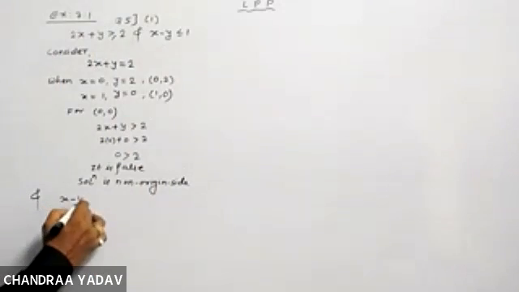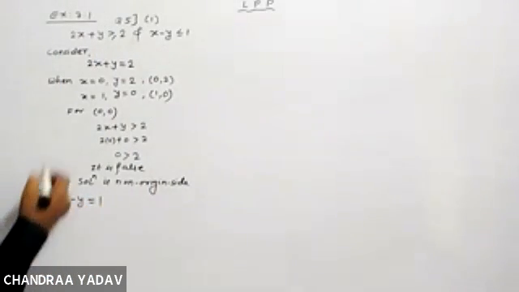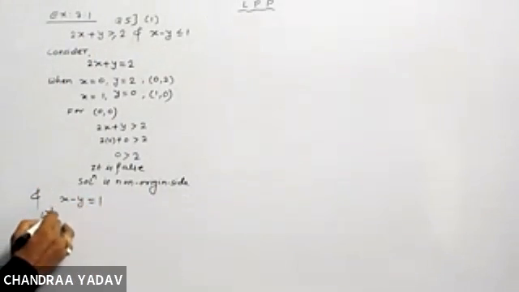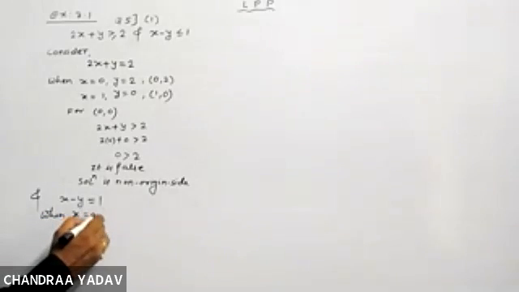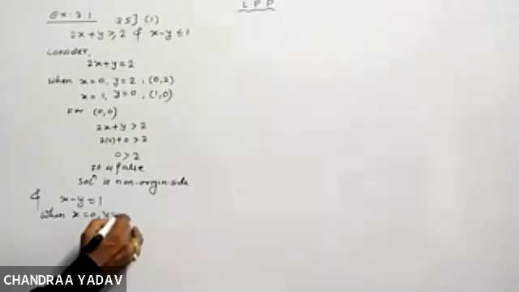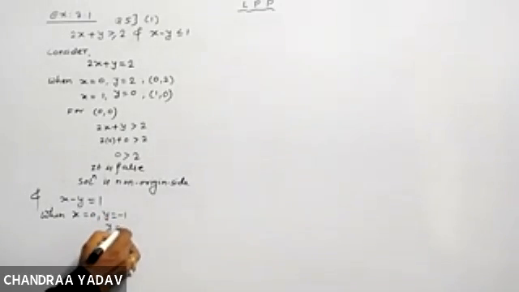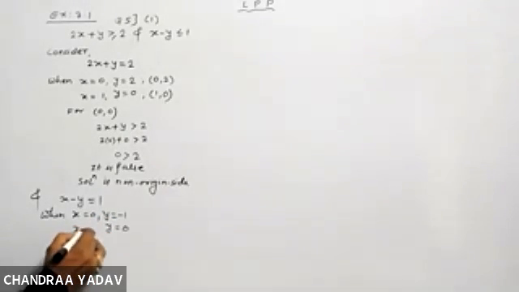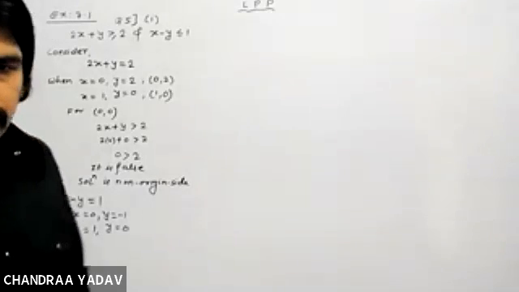And x minus y is equal to 1. So same style. When x is 0, y is minus 1. Very good. When y is 0, x is 1. Now you know why I'm taking 0.